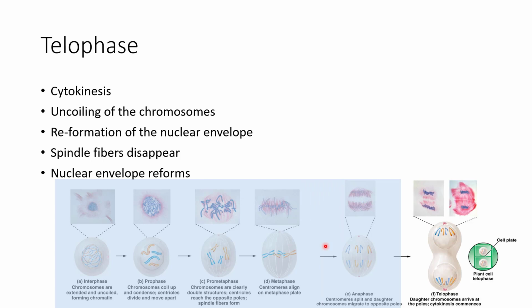And then the last phase of mitosis is telophase, in which the nuclear envelope starts to reform. Our spindle fibers start to disappear. And we also start seeing cytokinesis form. So we start getting the pinching of the cellular membrane, and cytokinesis will then take place. If we're in a plant cell, we'll start getting the formation of the cell plate. Those are the defining characteristics of telophase.